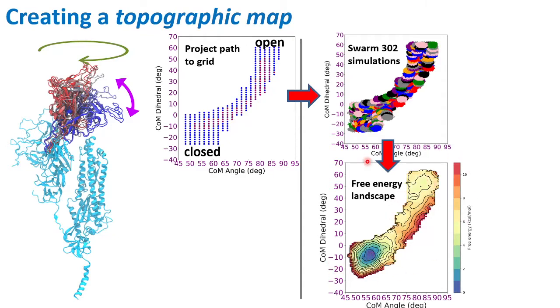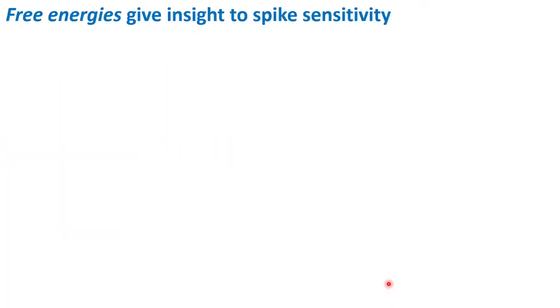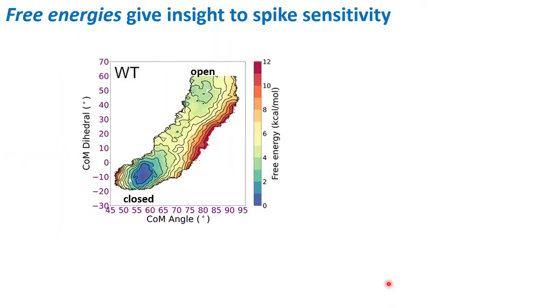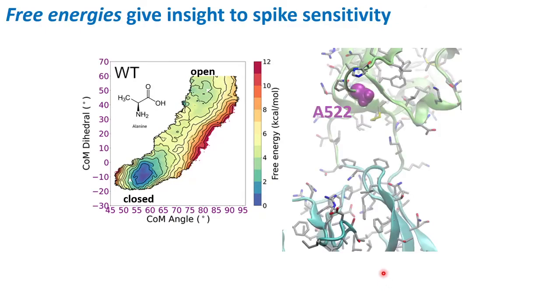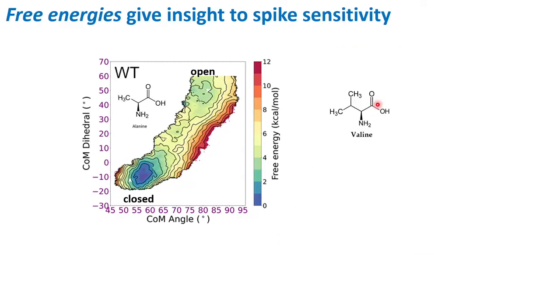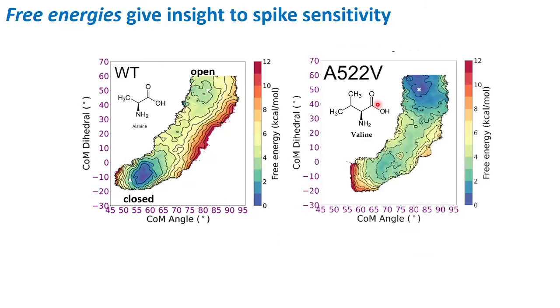So once we have these energy landscapes, we can start to ask questions about sensitivity of the spike to different kinds of changes. One of those, here's our wild type, is that we noticed that there is an alanine in this pocket. Alanine is a very small amino acid, and it's in this pocket, and that pocket disappears in the closed state, and there's no space for anything larger. And so we thought, well, if we make that bigger, if this pocket is real, it shouldn't be able to close anymore. And so we did.